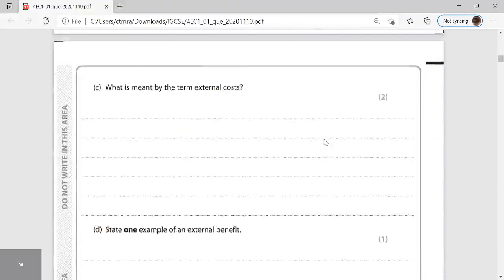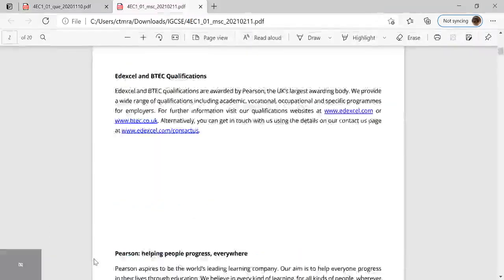Next one, external cost. Actually, let me show you the answers from the mark scheme, so you'll get an understanding of the mark scheme as well.